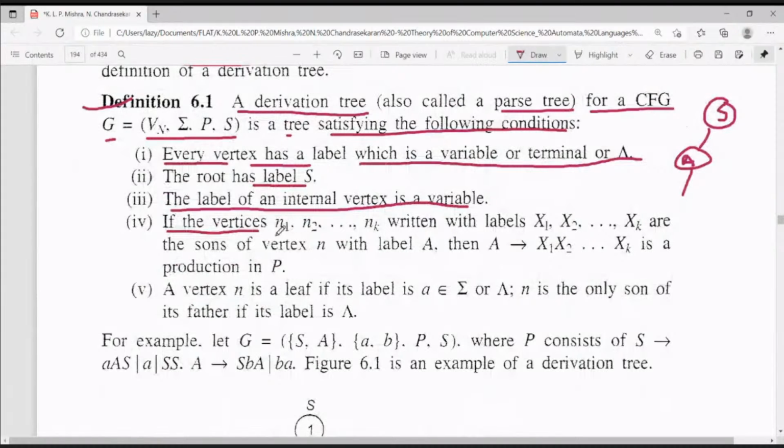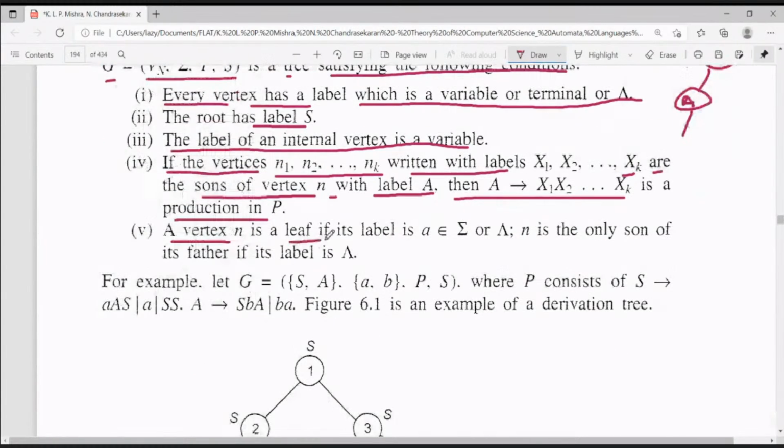If the vertices n1, n2 up to nk with the labels x1, x2 up to xk are the sons of vertex n with the label A, then this production is a production in P. We'll see this in working and it will be very much clear. The vertex n is a leaf if its label belongs to summation, that is, if it is a terminal, then it has to be a leaf. If n is the only son of its father, its label is empty.